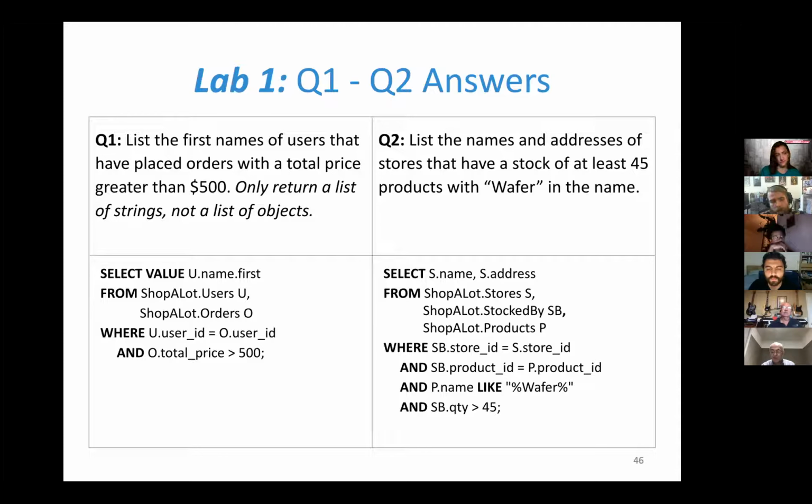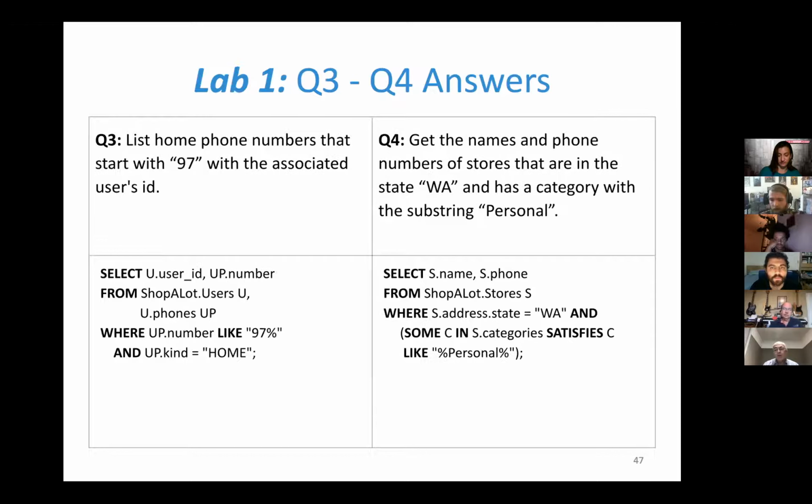If you look at the where clause down there, we have the join criterion between the stocked by and the store, and between stocked by and the product. Then we have the product name being like wafer to get the right products, and then the quantity that's stocked needs to be greater than 45. So, did anybody get to the third one?